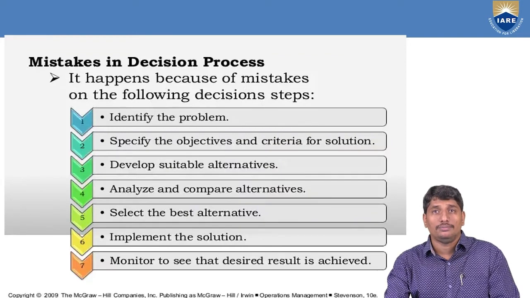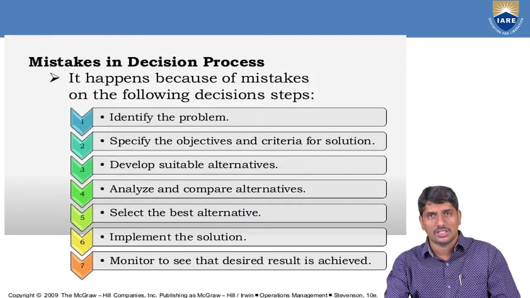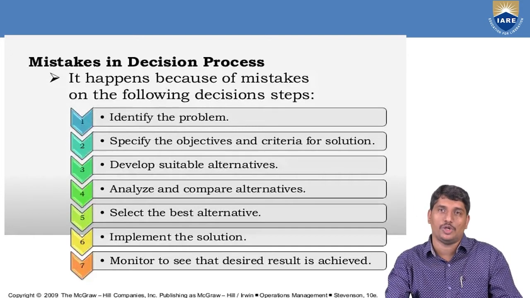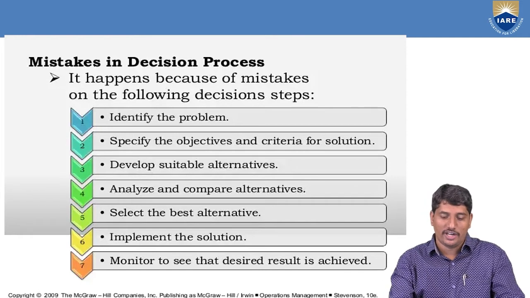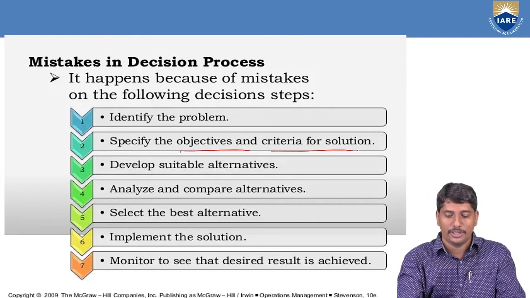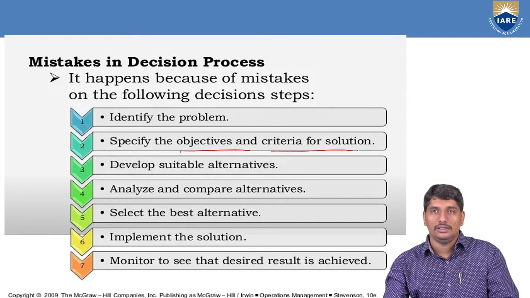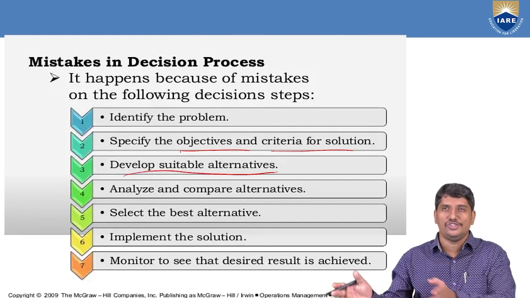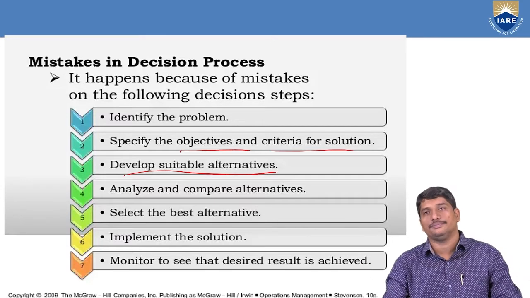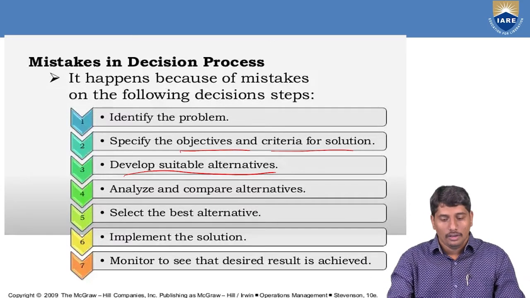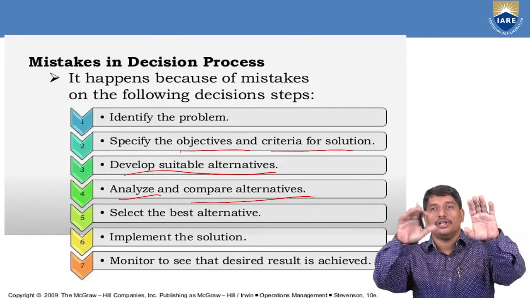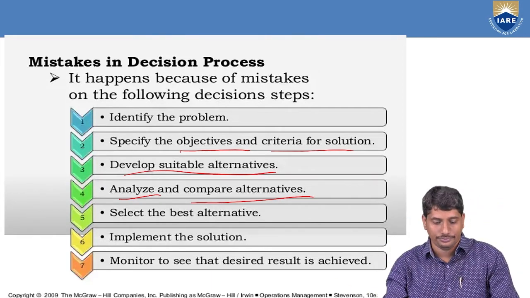As we have already discussed, there will be some steps of procedure. First, identify the problem. First, understand the problem. Understand the level of uncertainty and specify the objectives, whether to maximize or minimize. What is the optimal thing that you are going to achieve, and develop suitable alternatives. List all the possible alternatives accordingly. Finally, analyze and compare alternatives. Compare the alternatives.